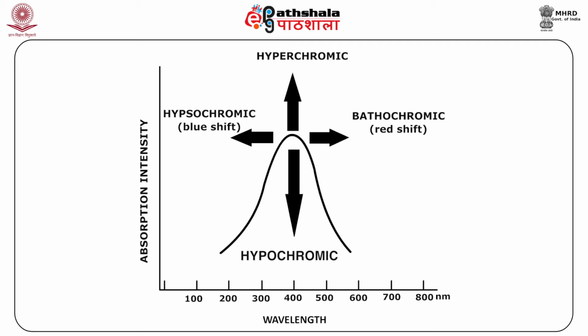Coming on to the third type of effect, which is known as the hyperchromic effect. It is an effect which results in increased absorption intensity. The introduction of an auxochrome usually causes hyperchromic effect.